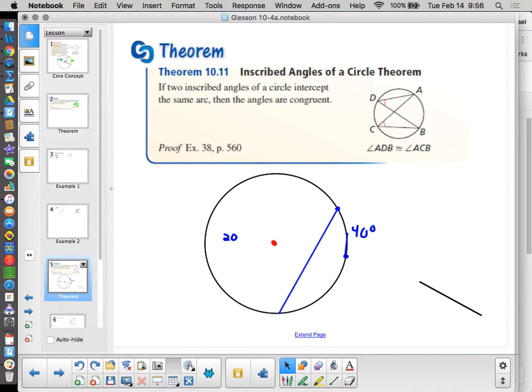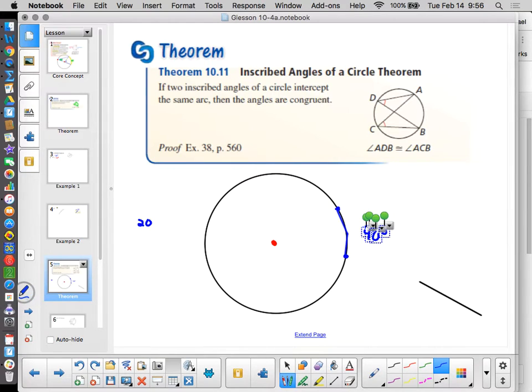Whoops. Try that again. If I put the vertex there, what's the measure of that angle going to be? That's an interesting question. I know that this arc is 40 degrees, but now this 40 degree arc isn't the arc being intercepted. The arc being intercepted is the rest of my circle, isn't it? So if this is 40, that makes the rest of this arc 320 degrees, which means this angle has to be half of 320, or 160 degrees. So the theorem still holds.